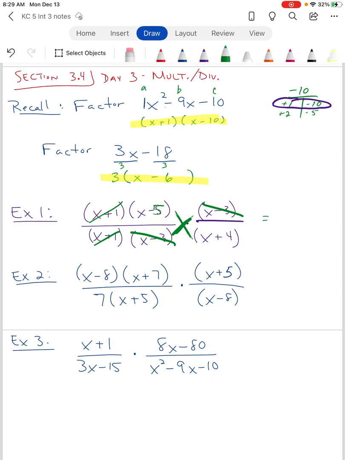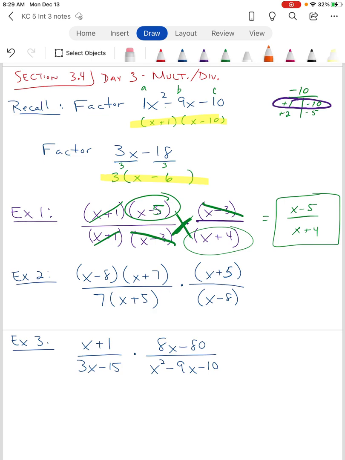Now, whatever you have left over would be your final answer. So here I have x minus 5 on the top left over and x plus 4 on the bottom left over. That is my final answer. That's it. You could put parentheses if you like. It is completely up to you.